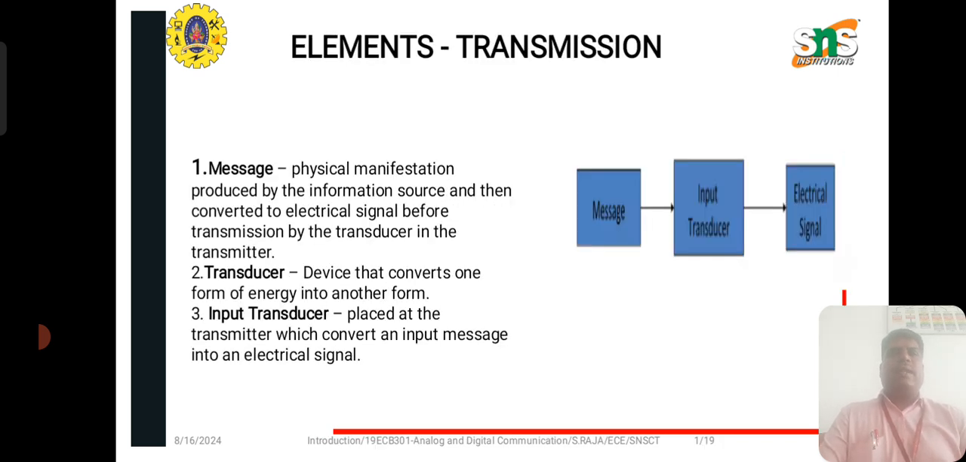The elements of transmission are: the message, a physical manifestation produced by the information source and then converted to an electrical signal before transmission by the transducer in the transmitter. Next block is the transducer, a device that converts one form of energy into another form. Then the input transducer, placed at the transmitter, converts an input message into an electrical signal.